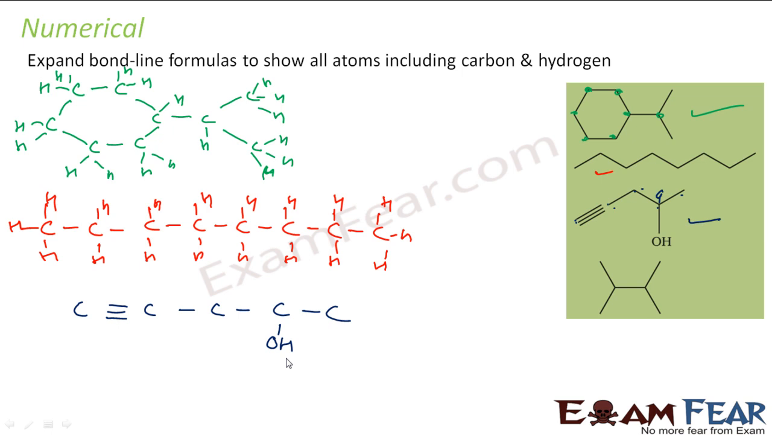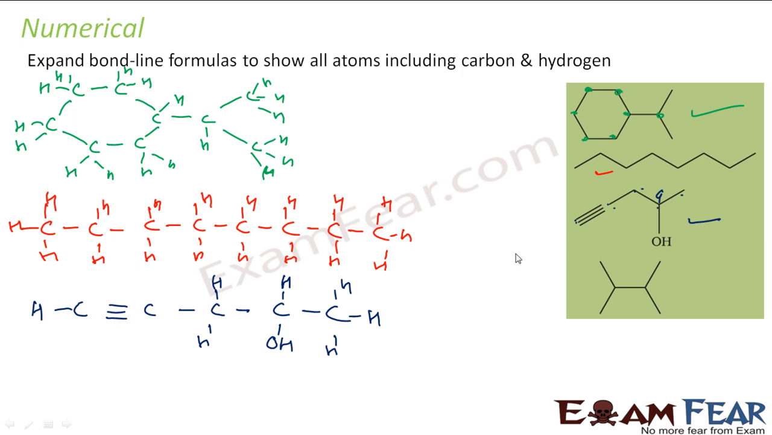Now what I am left with is just adding hydrogens to make sure all the carbons have 4 bonds. This carbon has 3 bonds, add 1 more hydrogen to make it 4 bonds. This carbon has 1, 2, 3, 4 bonds, so no hydrogen is required. This carbon has 2 bonds, so let me add 2 more hydrogens. This carbon has 1, 2, 3 bonds, so let me add 1 more hydrogen here. This carbon has only 1 bond, so I have to add 3 hydrogens here. This is how my structure looks.